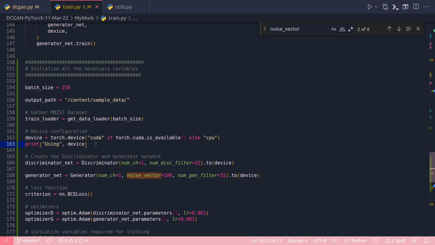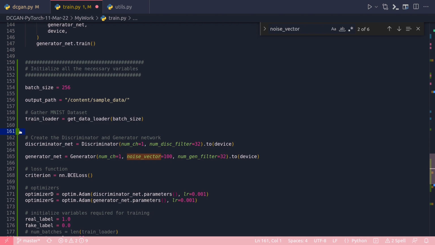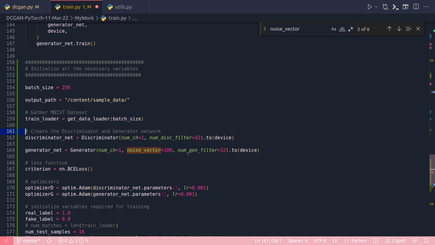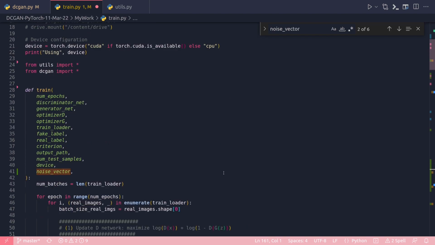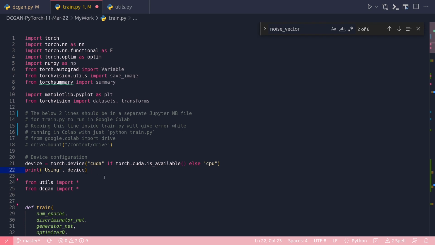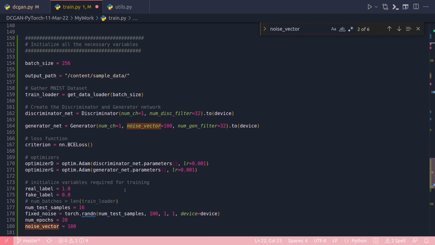Device, I think I have already defined it at the very top, so I don't need it here. I can just delete it. Let's quickly see if I have defined it at the top. Yes, I have defined my device at the top, so I don't need it below again. And then these discriminator net and generator net are just the class implementations of discriminator and generator. And note these numbers, very important. Number of channels, I'm passing 1 to discriminator because it's MNIST dataset.